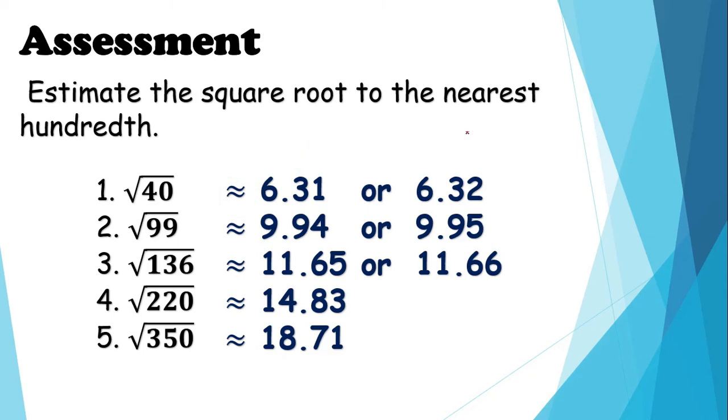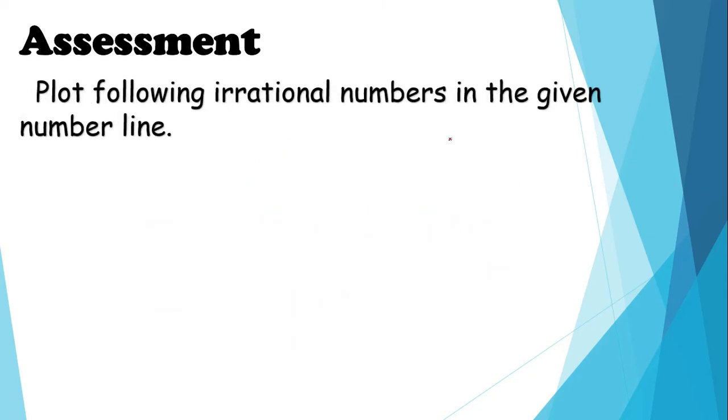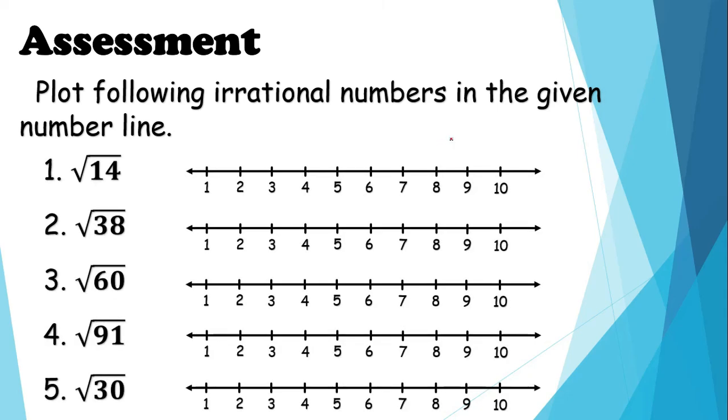Next, plot the following irrational numbers in the given number line. So, for number 1, we have square root of 14. Number 2, square root of 38. Number 3, square root of 60. Number 4, square root of 91. And number 5, square root of 30. So, kailangan muna nating isolve yung estimation ng ating square root. And then, let's try to find kung saan siya mas malapit between those number lines. So, first, let's try to find the estimation of the square root using method 1 or method 2 before natin i-plot sa mismong number line. So, i-pause ulit natin ng video. After nyo masagutan, i-play na ulit and let's check.